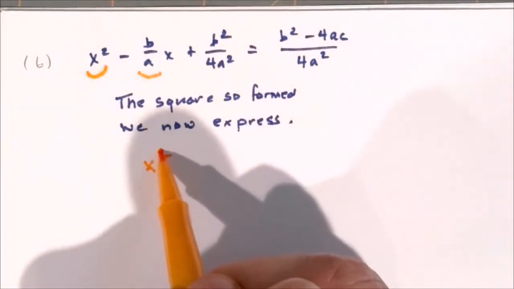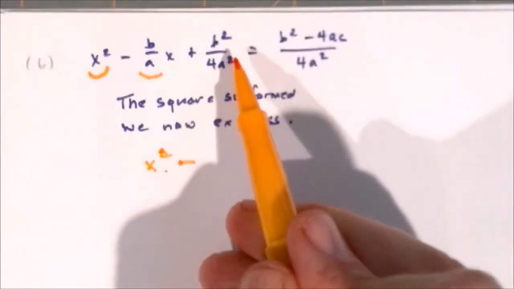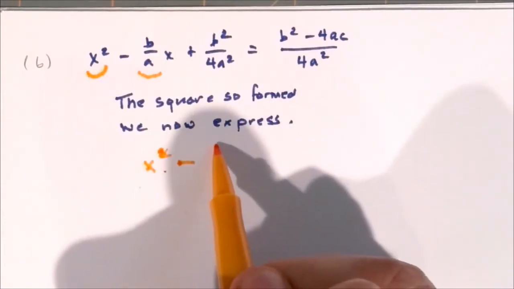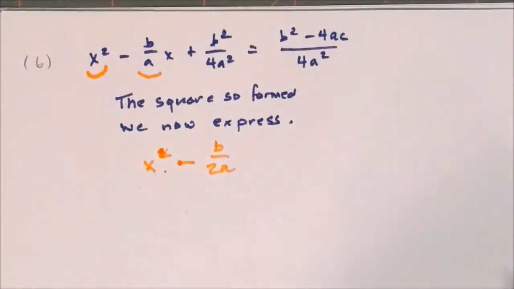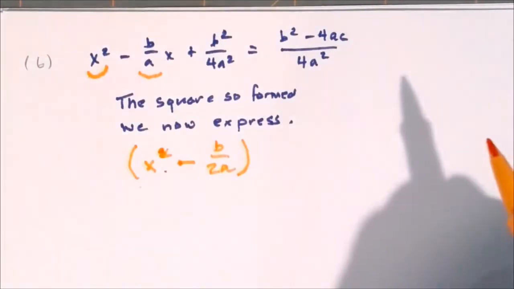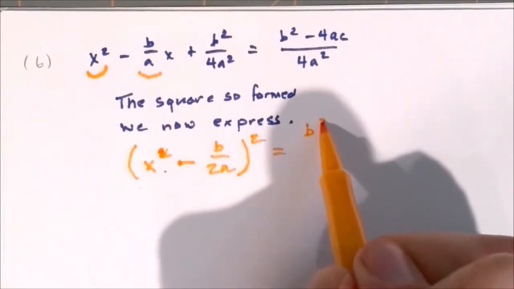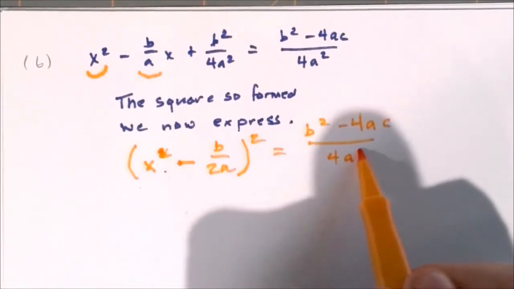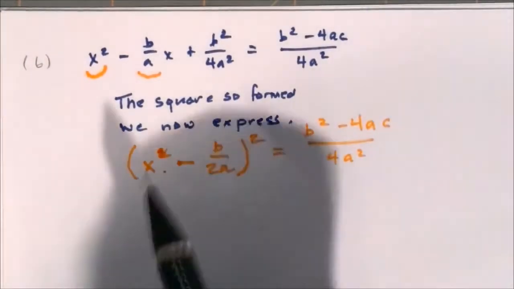Oh, he doesn't give me the minus. I give you my minus. And what do you give me? b squared over 4a squared, right? I give you my square root, which is b over 2a. Okay? So this squared, x minus b over 2a squared, is equal to b squared minus 4ac over 4a squared. Okay? So this would be line 7.